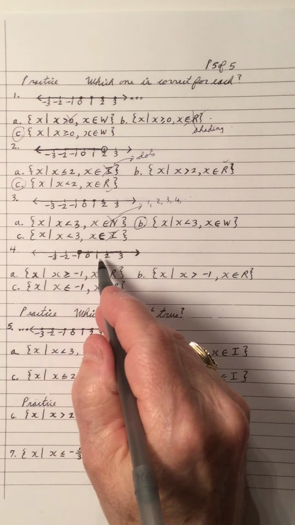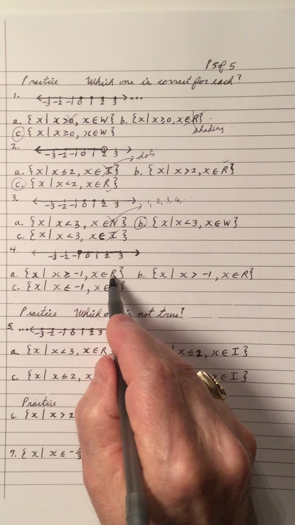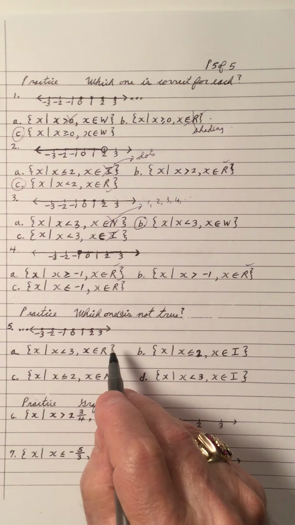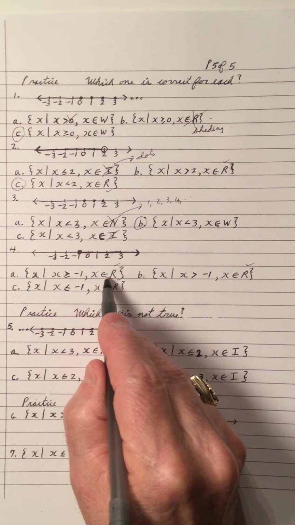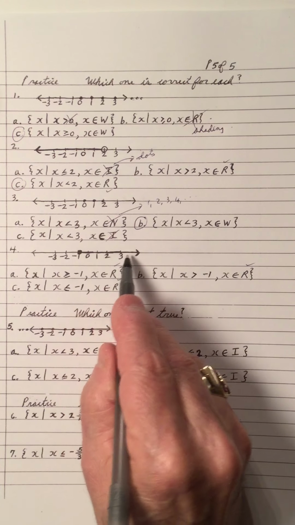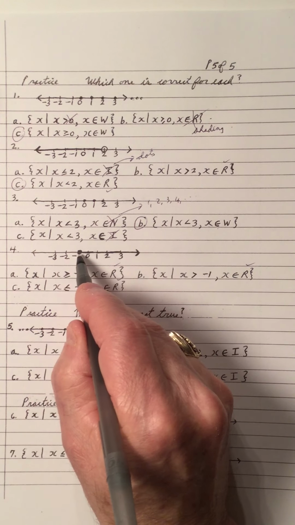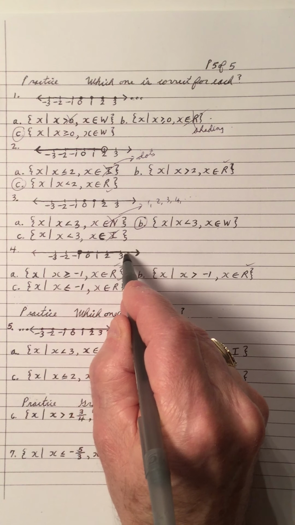Number 4 has shading, so I'm talking about real numbers. All of them are real numbers, so they're all okay. If I had dots here, I would eliminate the real numbers, but because of shading, they're all okay so far. It starts at -1 and is going to the right.